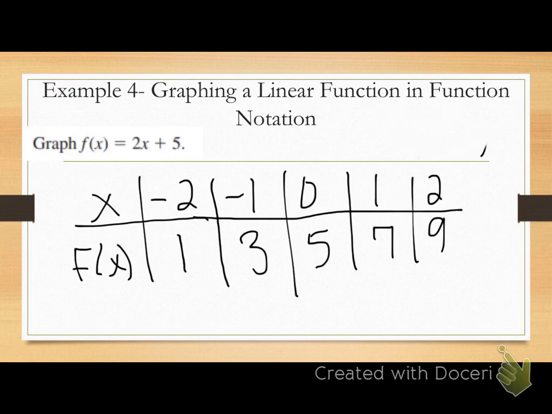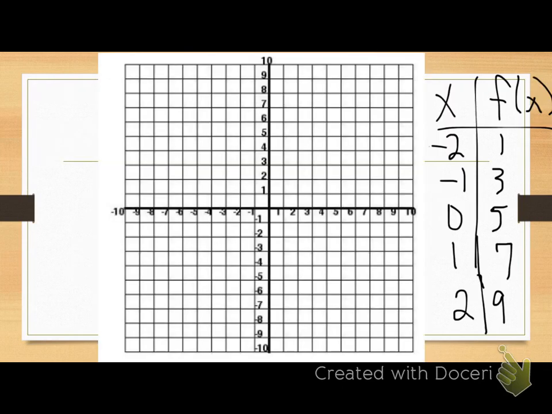So a lot of times I like to use just these 5 values because it gives me 2 in the negatives, 2 in the positives, and 1 at 0. But these are just random x values to plug in to get your ordered pairs. So you just pick some random x values to plug in to get some ordered pairs to be able to graph your function. So let's graph it real quick. I'm just going to graph those ordered pairs that I found.